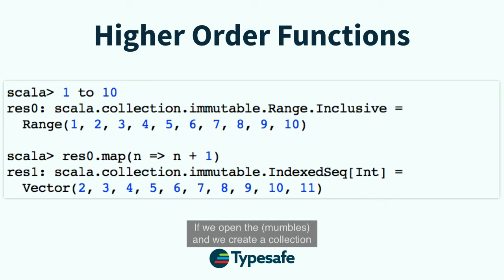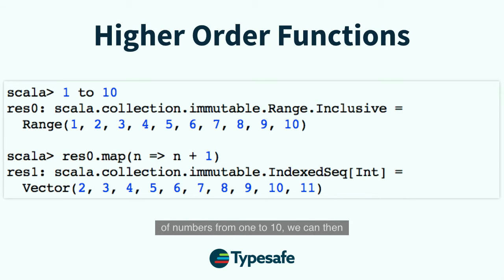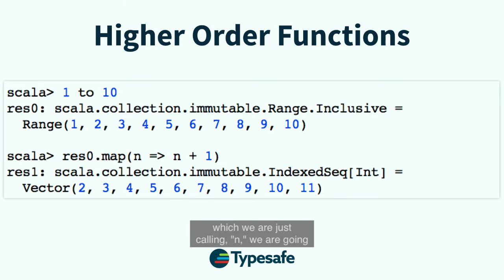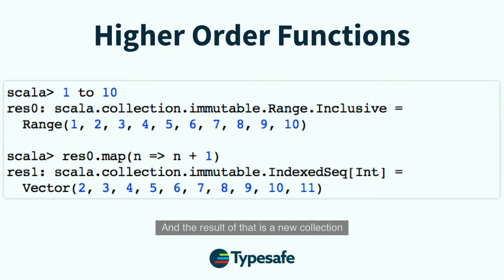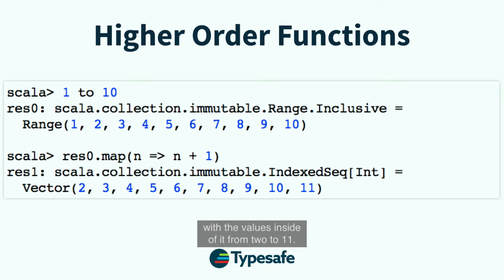Here's an example of a higher order function just so that you have an idea of what I'm talking about. If we open the REPL, and we create a collection of numbers from 1 to 10, we can then map over this data, applying a function where we say for every number, which we are just calling n, we are going to add 1 to it. And the result of that is a new collection with the values inside of it from 2 to 11.